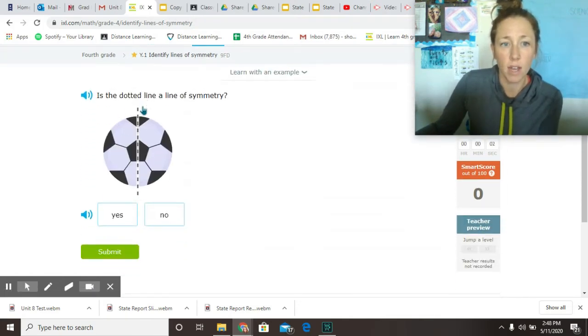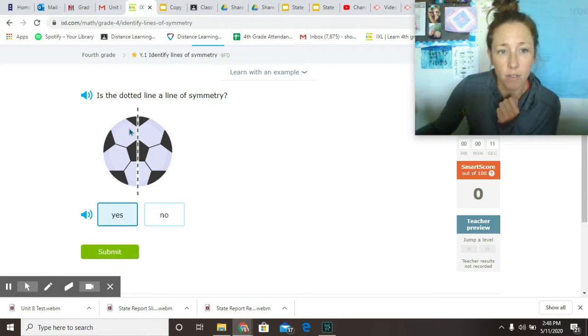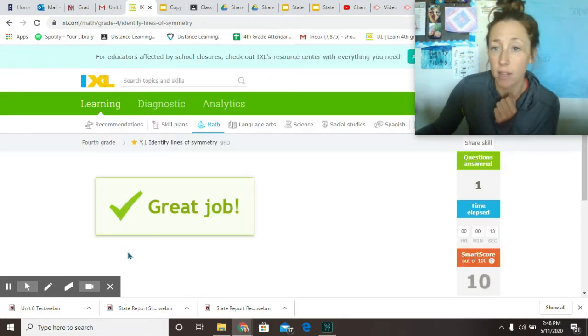So is a dotted line a line of symmetry? So I'm going to look here. Is this side the same as this side? If I fold it in half, would it be equal on that line? Yep. I have the same patterns on both sides. So that'd be a line of symmetry.